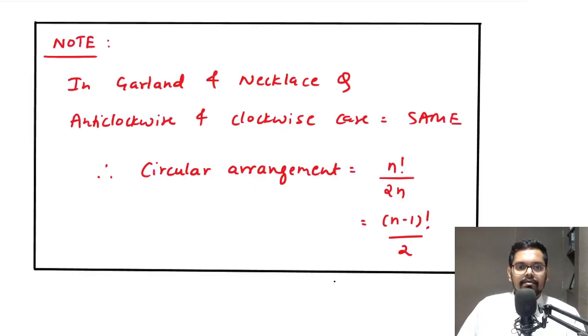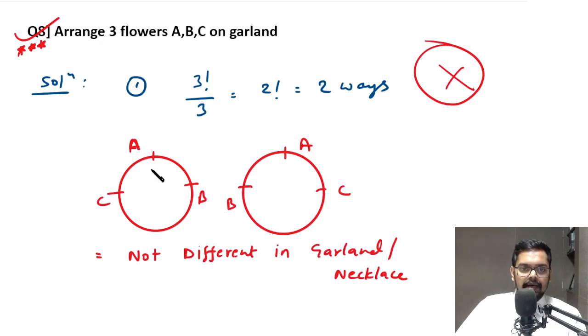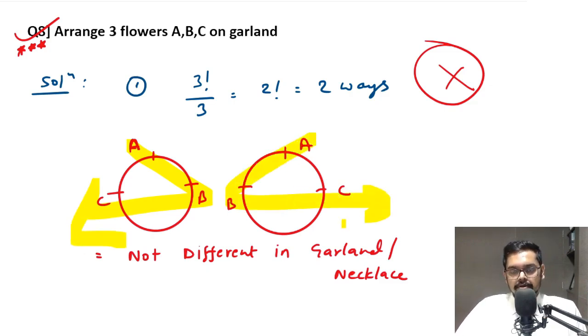Yes, there is a general way. In garland and necklace questions, the anti-clockwise and clockwise cases are the same. See, this is a clockwise arrangement ABC, right? And if we switch players B to the left and C to the right, it becomes the anti-clockwise arrangement. If you just focus on the players ABC, this is how the clockwise looks, and this is how the anti-clockwise looks.